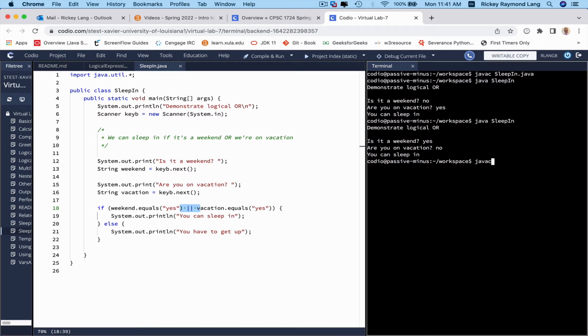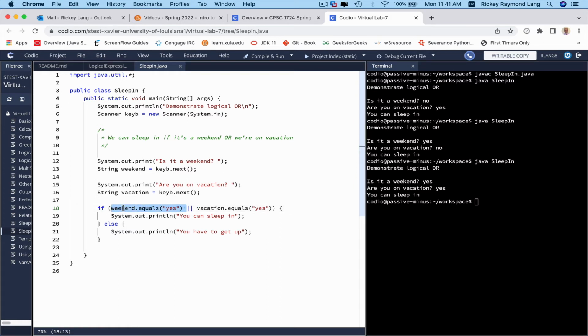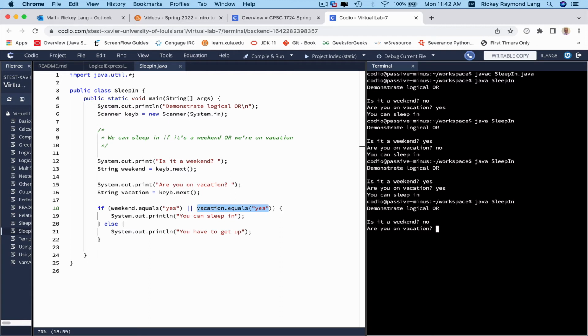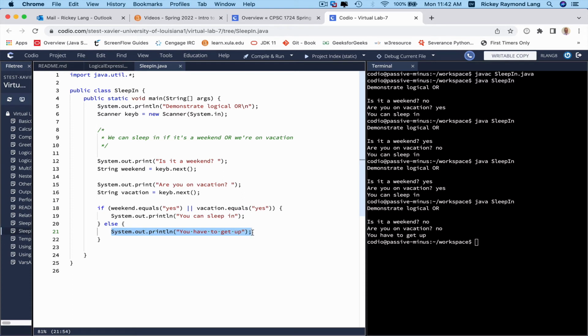And naturally, if both things are true, we expect a true result. Only when both halves of the statement are false are we going to execute the false branch. We say, no, it's not a weekend, and no, we're not on vacation. Only in that case do we have to get up.